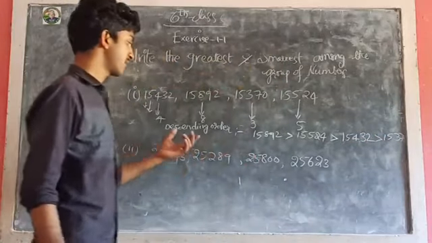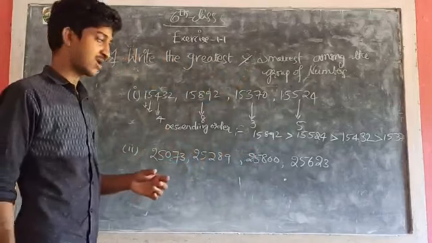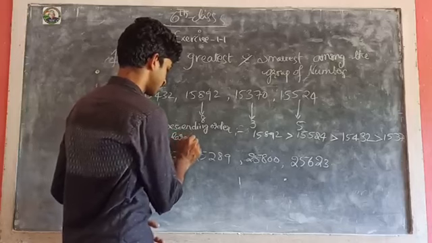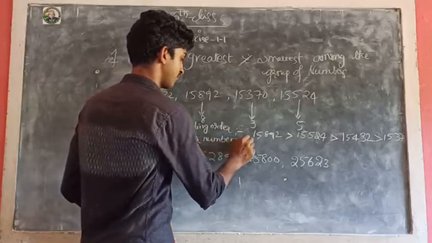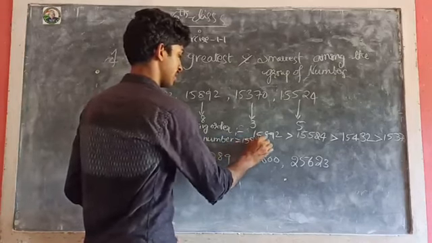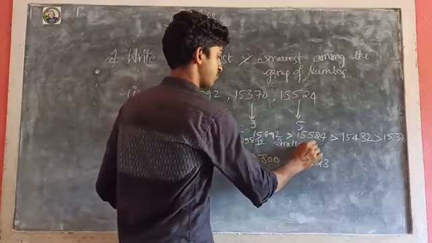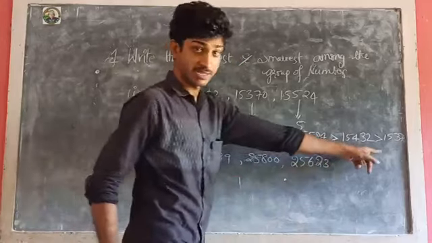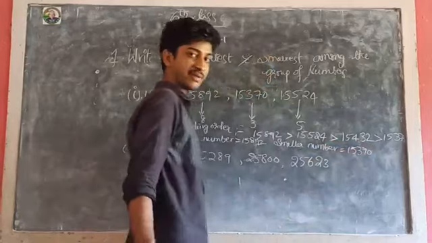Descending order means from the larger number to the smaller number. So the first number is the larger number, equal to 15,892, and the last number is the smaller number, so 1500 and 370 is the smaller number.